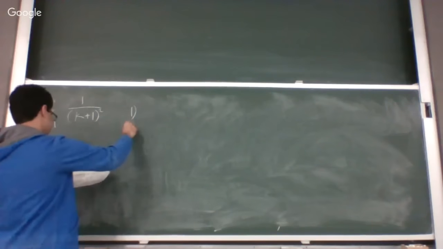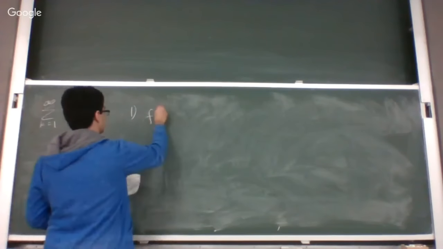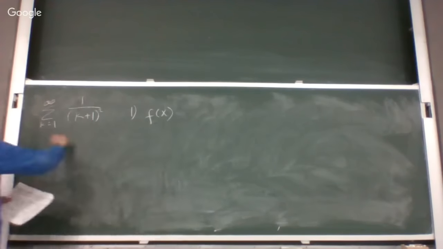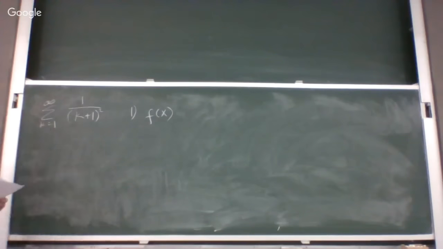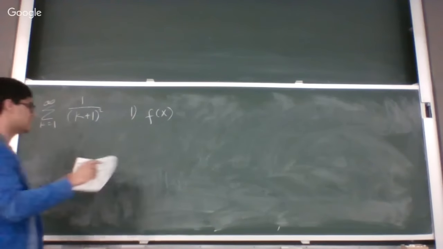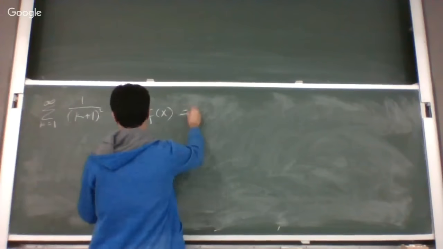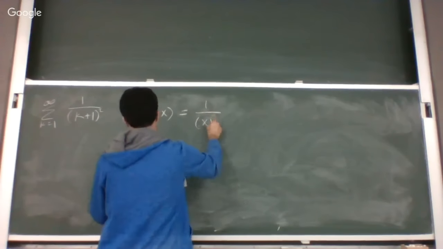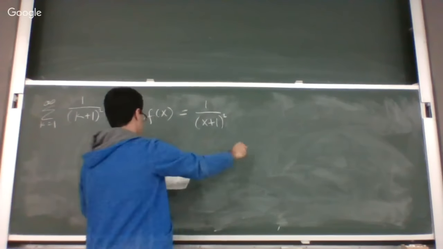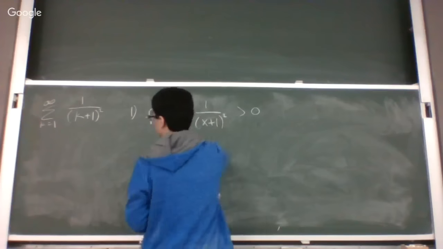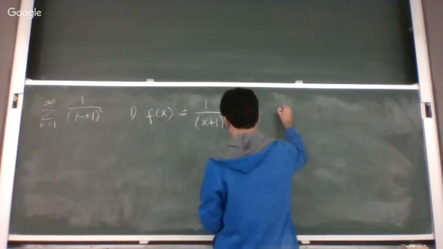So the first is that f of x is increasing. Since this is a series, it's not a function, but for the integral test to apply, it needs to be a function. So we have to make it like f of x that's equal to 1 over x plus 1 squared. And we know that has to be greater than 0, with our starting value being 1.